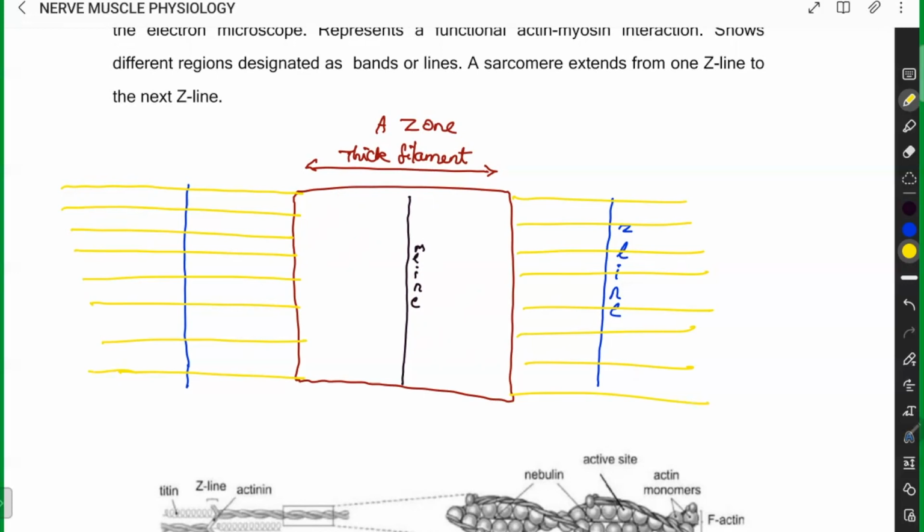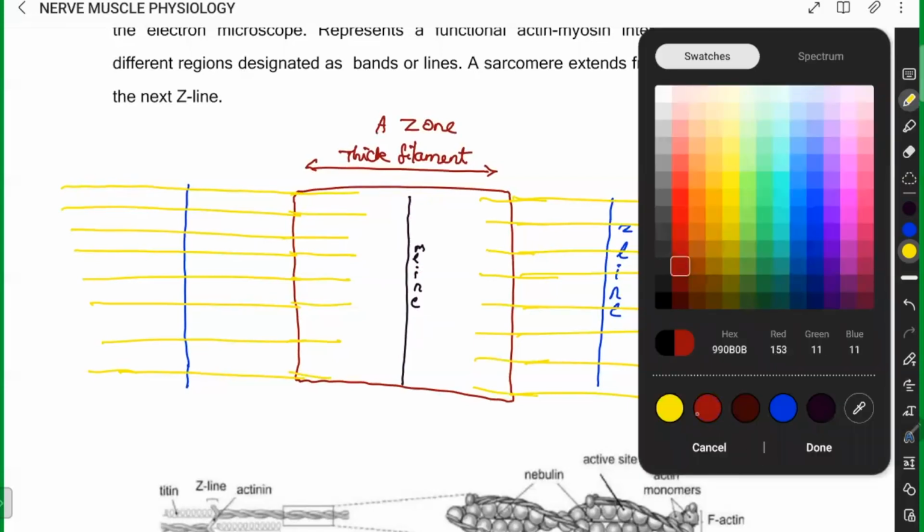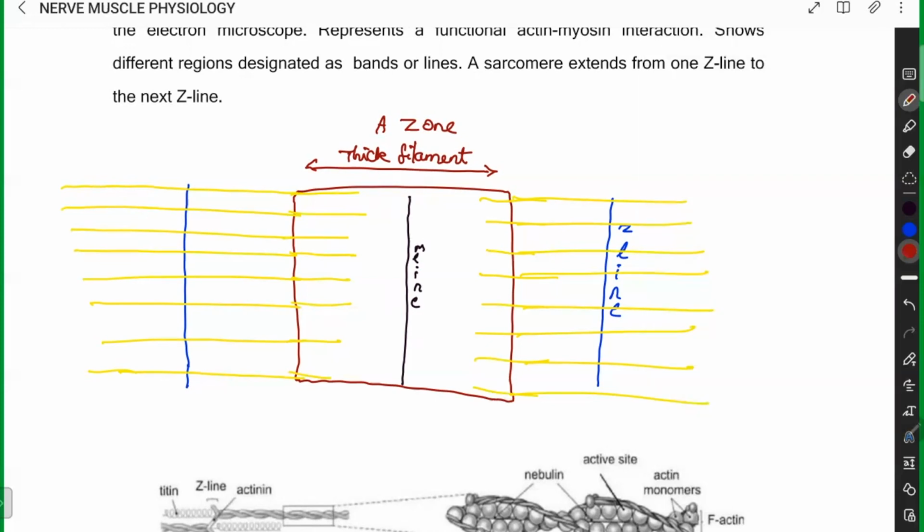Now understand, there is going to be an interaction. Can you see here? This is going to be extending into your A zone. So the thin filament extends into the A zone. How is your thick filament present? You saw already. It's going to be present like this. You can just draw this and keep it in your notes so that you won't get confused.